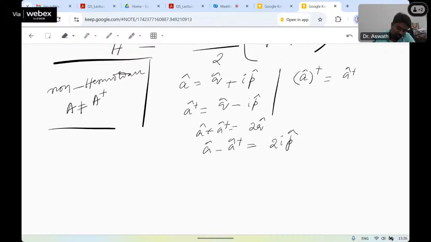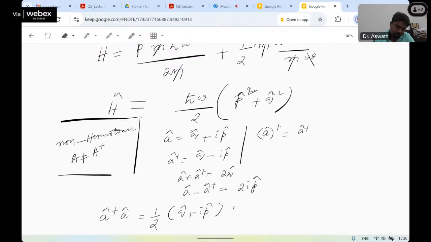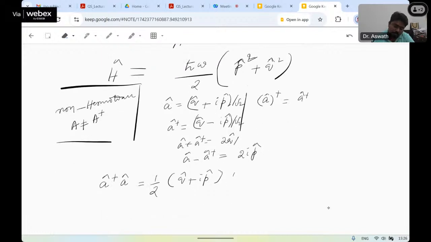There are some very interesting relations. If you try to find a dagger multiplied by a, which is half q minus ip, sorry, q plus ip. I have a factor 1 by square root of 2, 1 by square root of 2, which was missing. So it comes out to be 1 by 2 overall, multiplied by q minus ip.